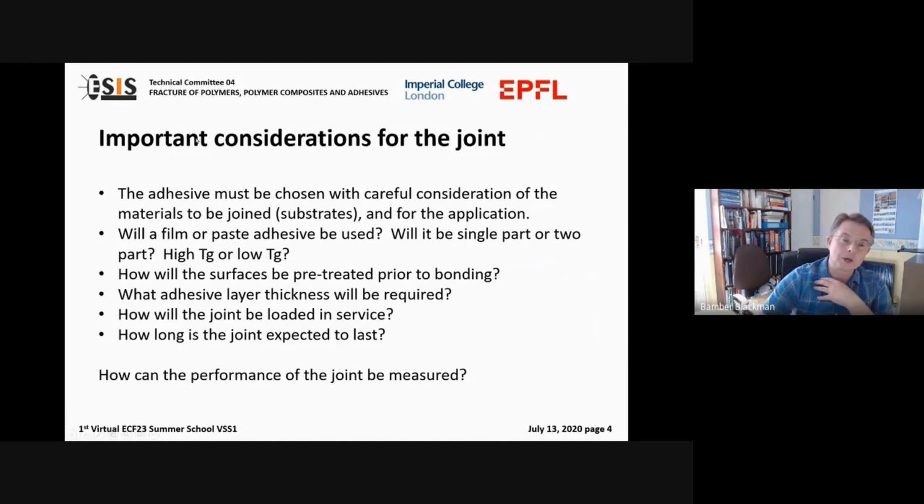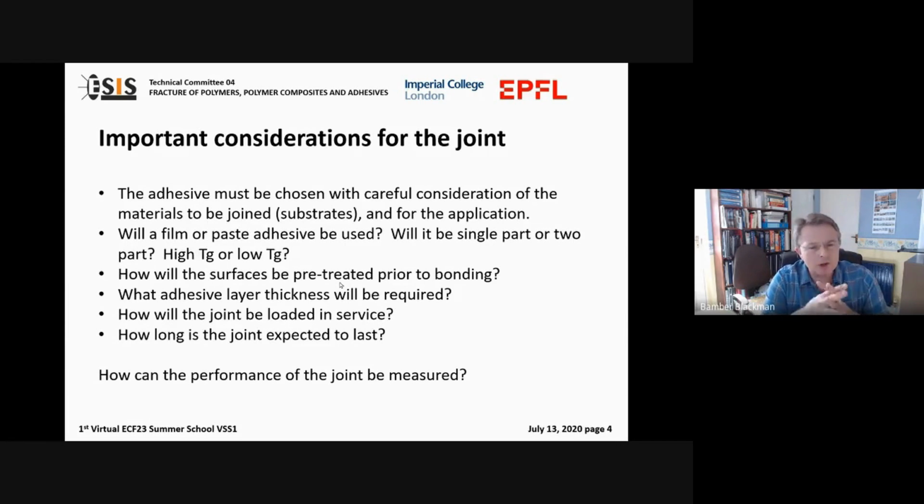Also, the question of whether we're going to be using a high TG or a low TG adhesive will be important. And something else that's really important with all adhesive bonding is how will the surfaces be pre-treated prior to bonding. This is a key thing, because if the surfaces are not adequately prepared prior to the application of adhesive, then the bond won't fulfill its intended task. And we can see this by an interfacial failure mechanism, which may occur if the surface preparation is inadequate.